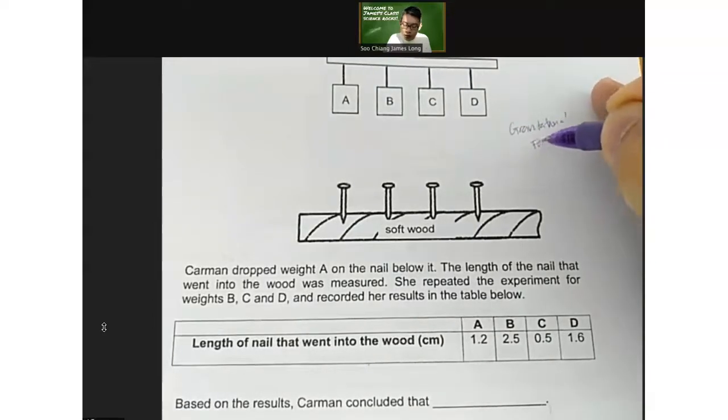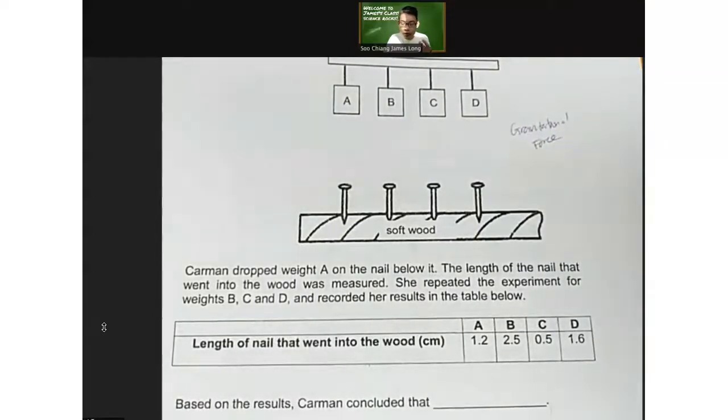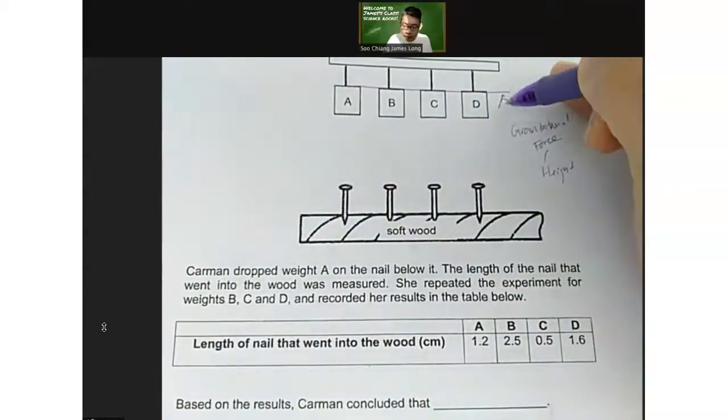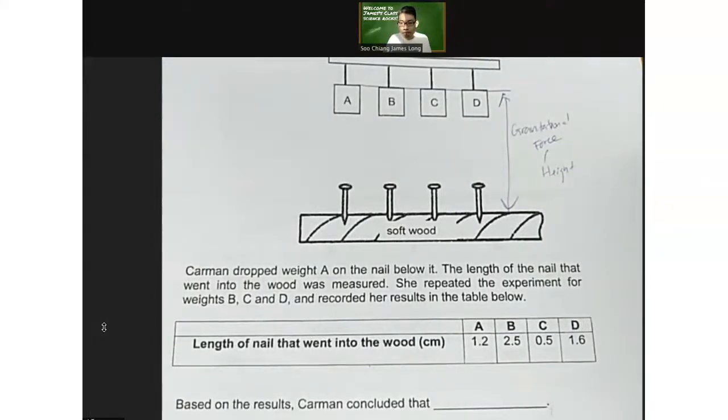Gravitational force is dependent on 2 factors. What are these 2 things that will affect the amount of gravitational force? The first one is the height. As you can see, they are all at the same height. So it's not the height. So it must be the second factor, that will be the mass. Therefore, it must be clear that they are of different mass.